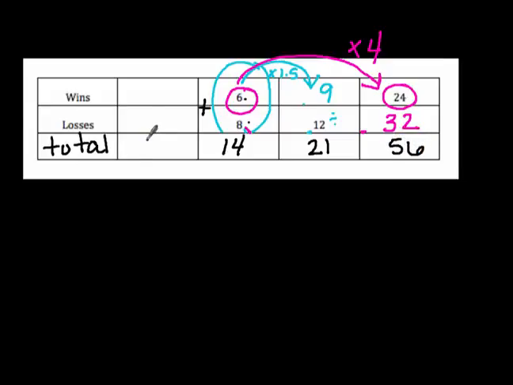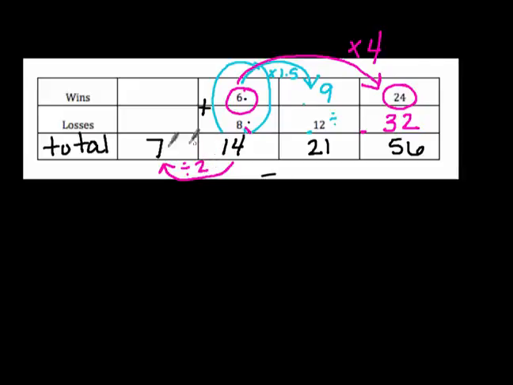But what about when I had only played 7? What was my wins versus losses when I had only played 7 games? So I need to work backwards on this problem. What do I need to do in order to turn a 14 into a 7? Well, to turn a 14 into a 7, I know I divide by 2.